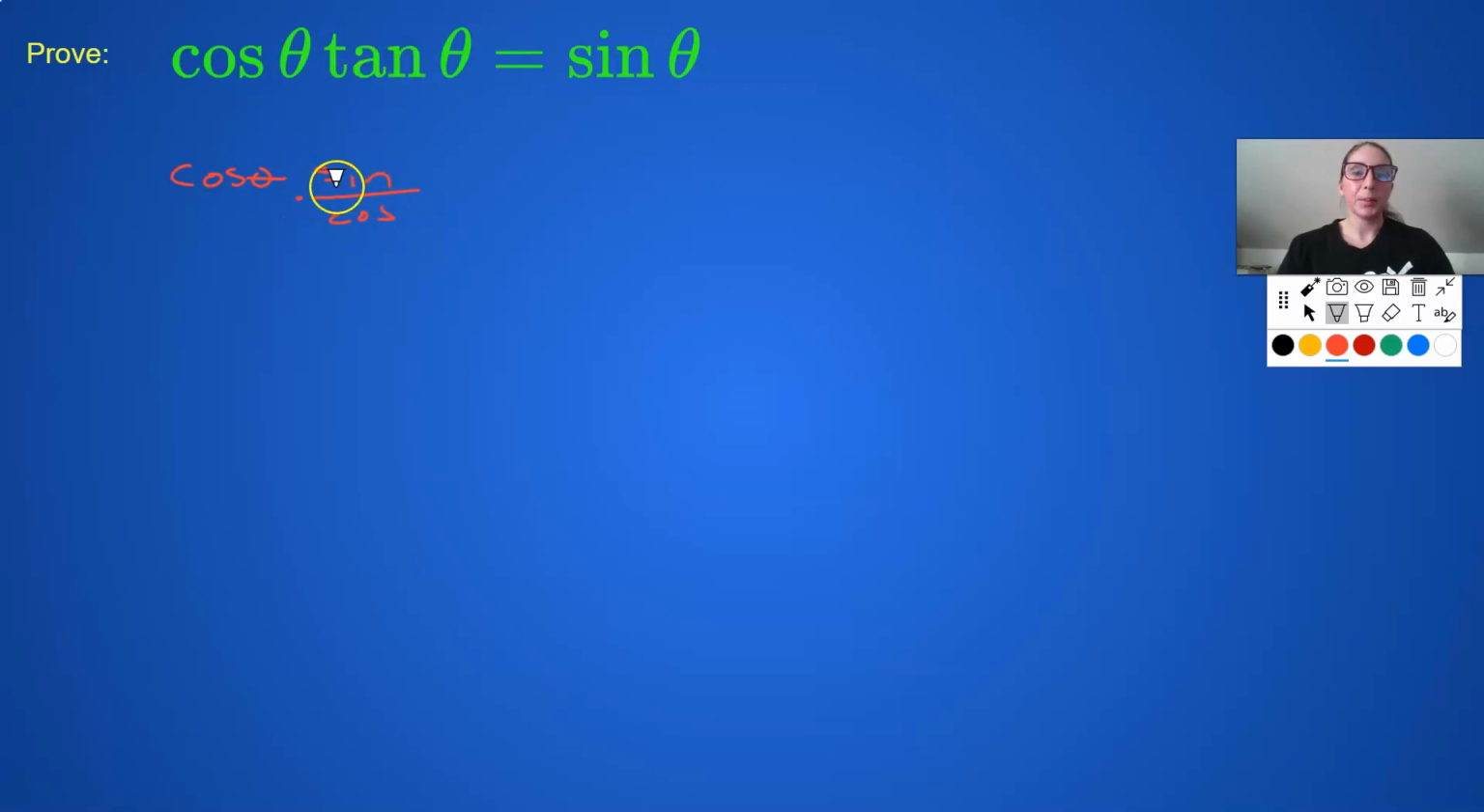I just transformed tangent into sine over cosine using the ratio identity. Now when I multiply these two together, I notice that my cosines knock out. I am now left with sine over 1, which is equal to sine. So I did it. I made my left side match my right side just by using relationships and the trig identities. And that's it. Let me do another one of these.